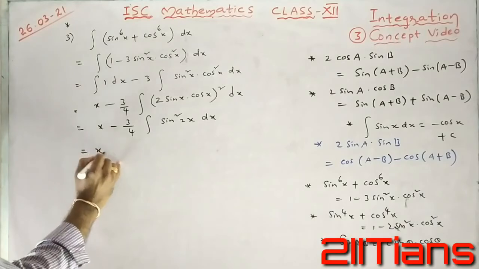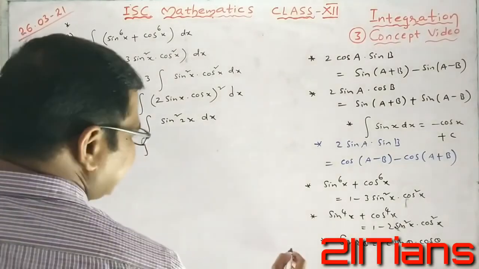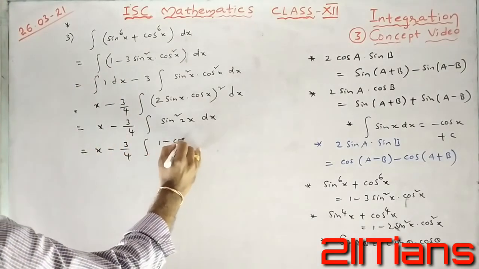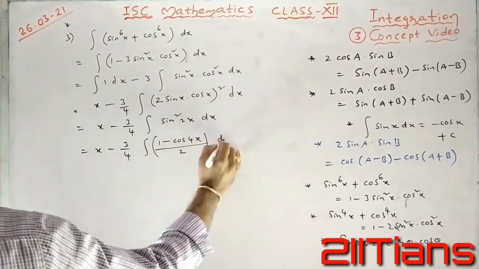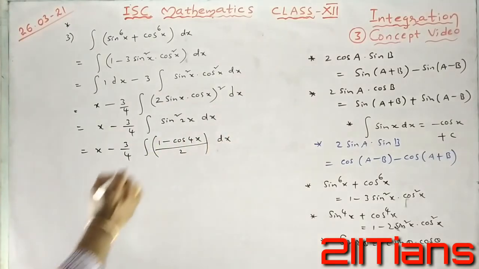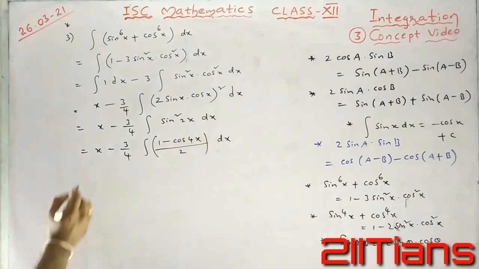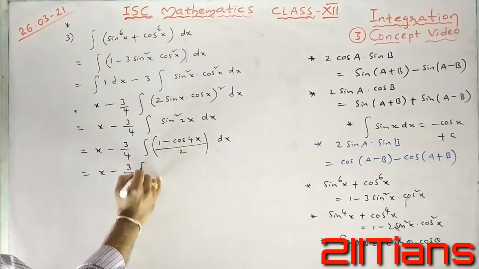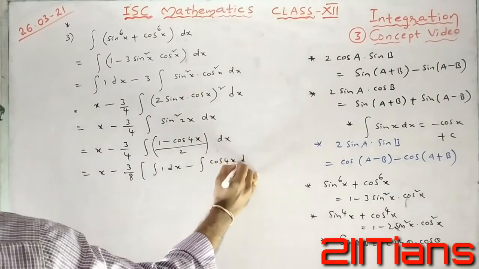So x minus 3 by 4 times integral sin square 2x. I just told you before, sin square theta can be written as 1 minus cos 2 theta by 2, right? But in the place of theta we have 2x. So it will be 1 minus cos 4x by 2. x minus 3 by 4, 2s are 8, integral 1 dx minus integral cos 4x dx.